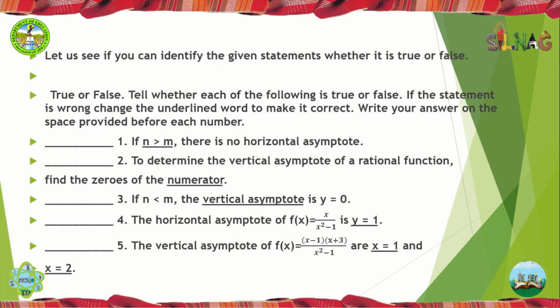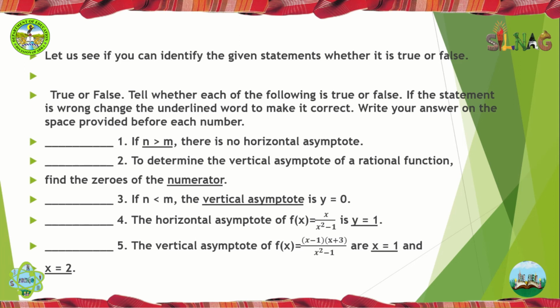Let us see if you can identify the given statements, whether it is true or false. So tell whether each of the following is true or false. If the statement is wrong, change the underlined word to make it correct. Write your answer on the space provided before each number. Number 1. If n is greater than m, there is no horizontal asymptote. The underlined phrase is "n is greater than m."